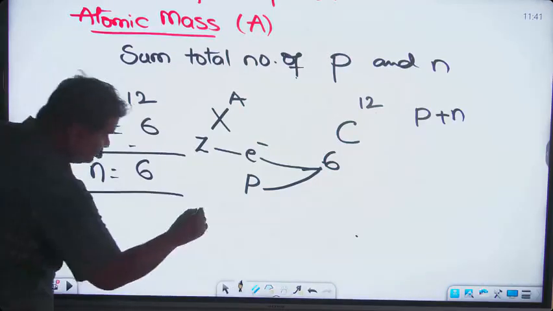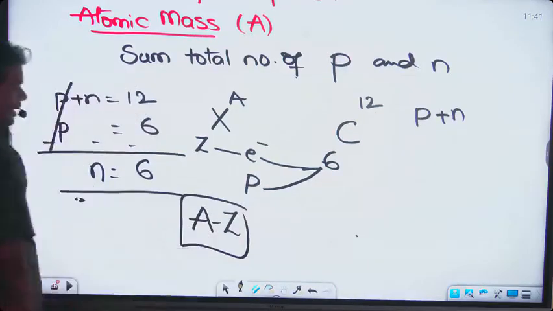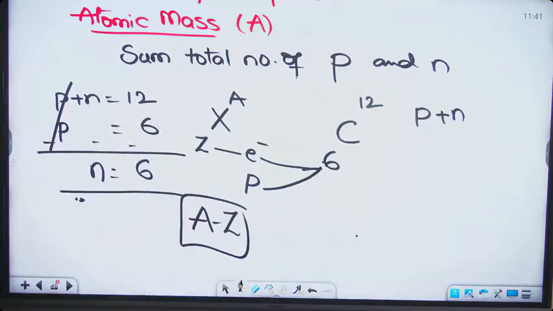The next one. In any atom, the number of neutrons are always given by A minus Z. In any atom, the number of neutrons are always given by A minus Z.